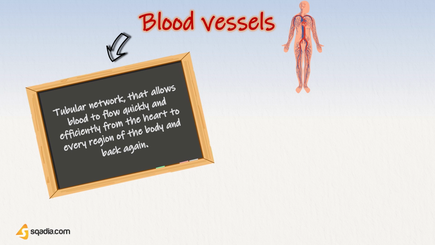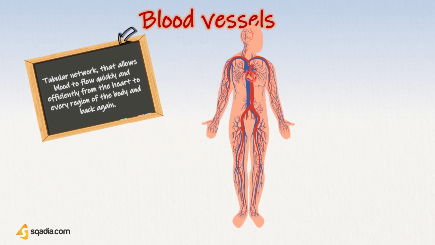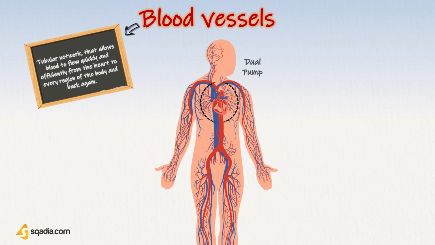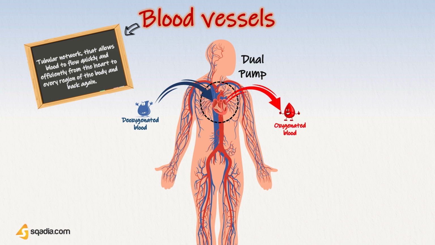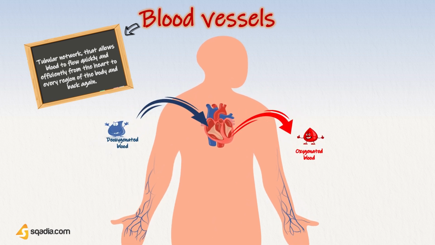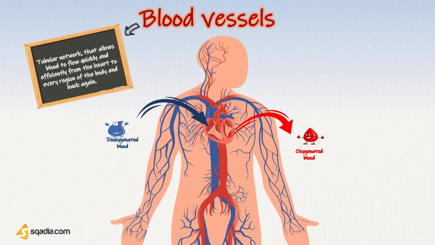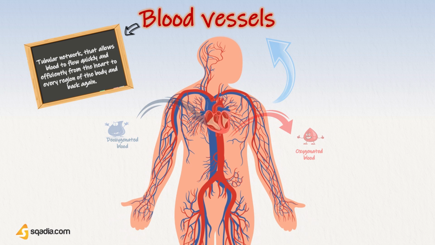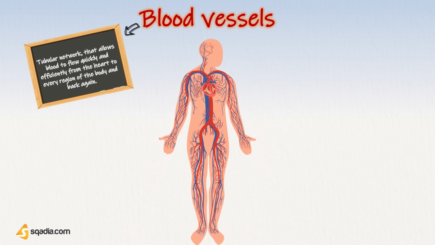Within a circulatory system, the heart serves as a dual pump that collects deoxygenated blood from all over the body and, in return, pumps back oxygenated blood throughout the body. This arrival and departure of blood into the heart and from the heart is supported by blood vessels. We have studied circulation and the heart in detail in our previous videos. You can check them out there for a detailed understanding.